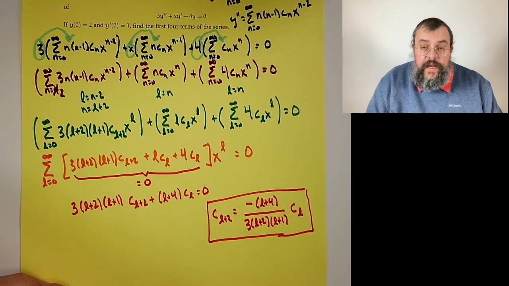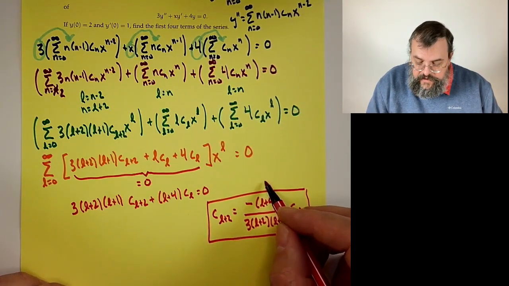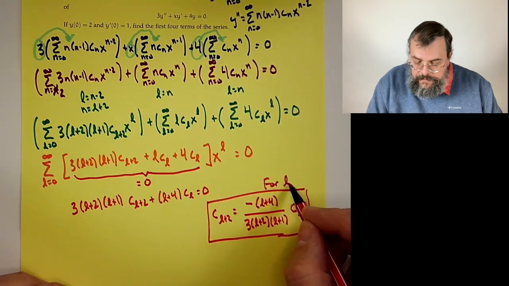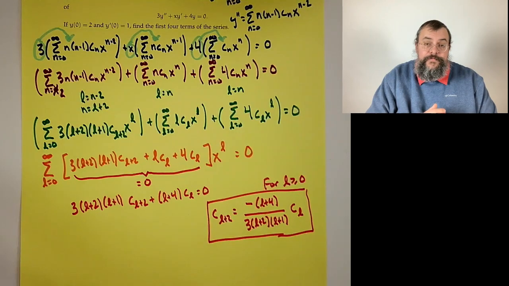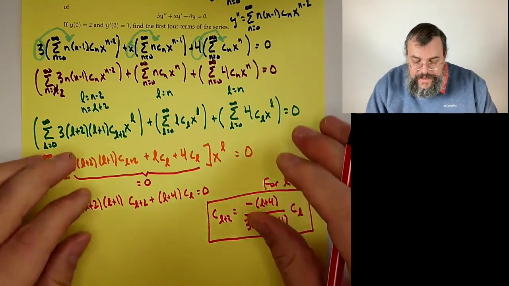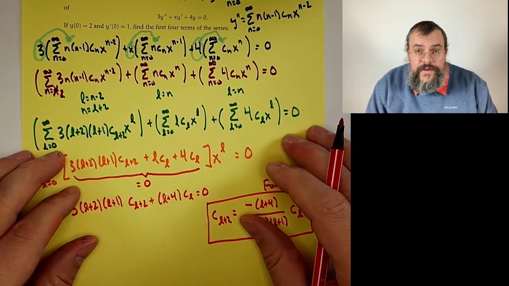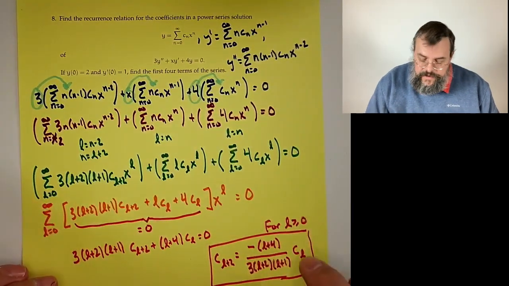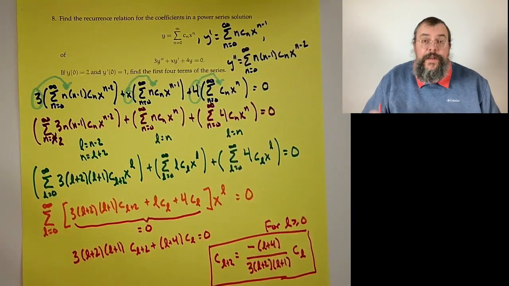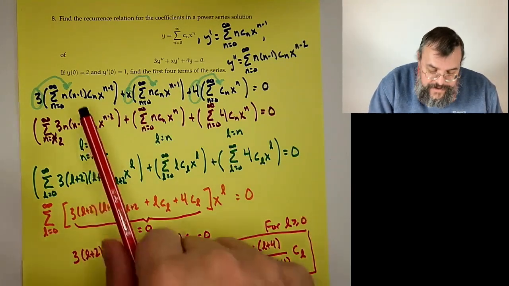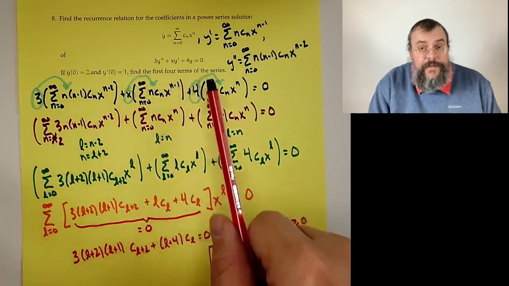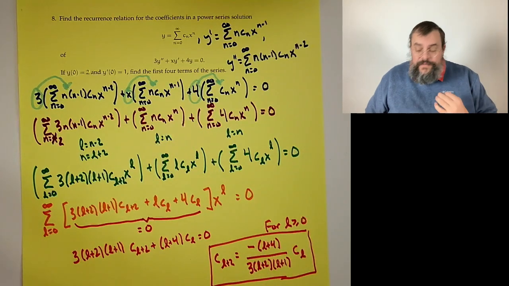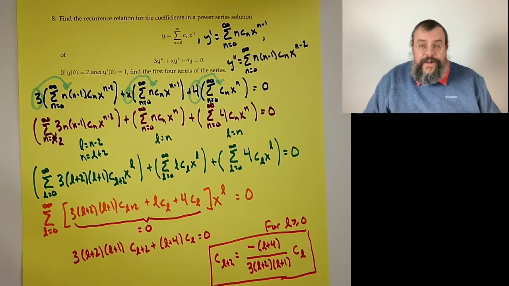All right, so that's part of our answer. Now this is our recurrence relationship, and we'll say this holds starting at 0. Okay, now let's make some other notes. We found the recurrence relationship, so that's done. And it says, suppose you know y of 0 and y prime of 0, find the first 4 terms. Now y of 0 and y prime of 0 are telling us the start of the series.